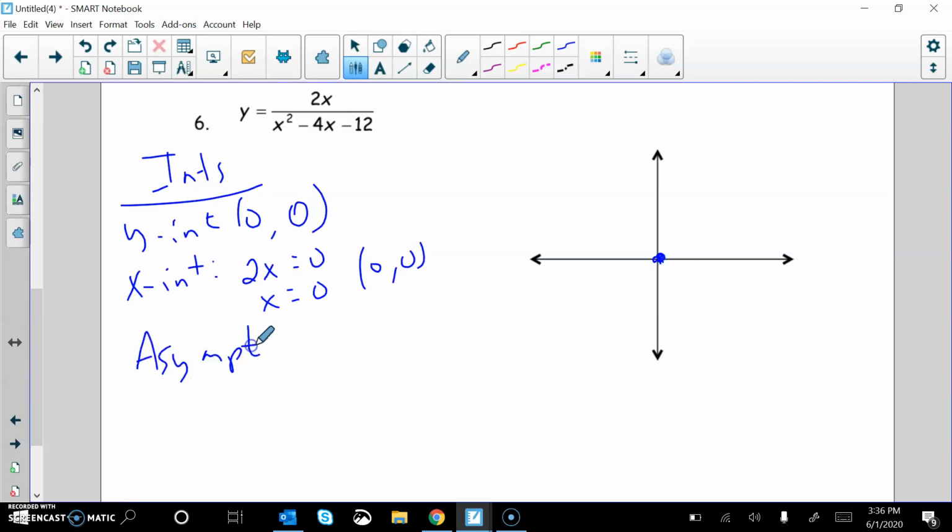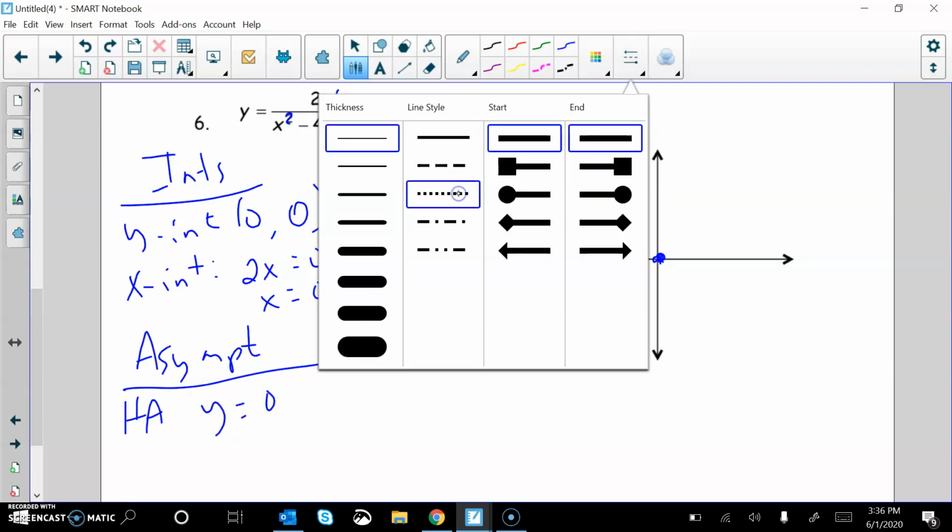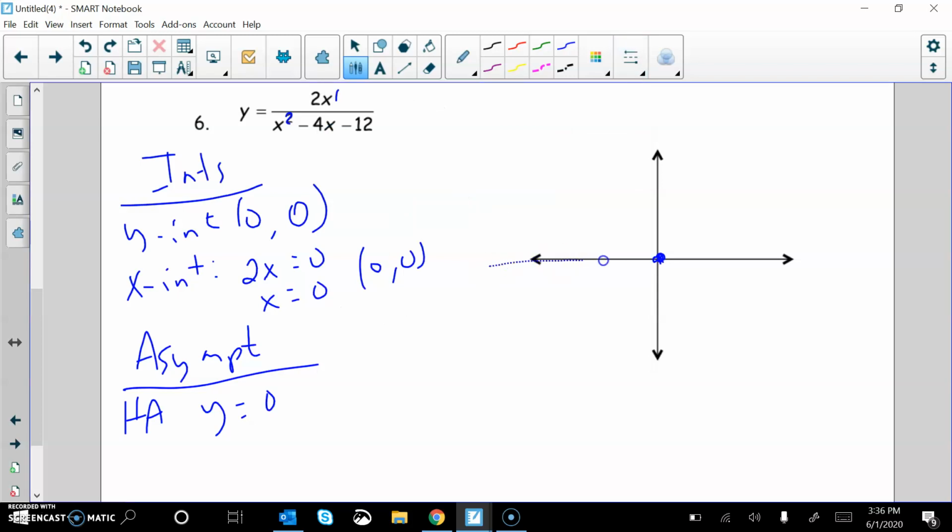Asymptotes. Horizontal asymptotes. Let's see, the degree of your denominator is bigger than the degree of your numerator. So y equal to 0. And you can see this graph is going to actually cross the horizontal asymptote at 0, 0.